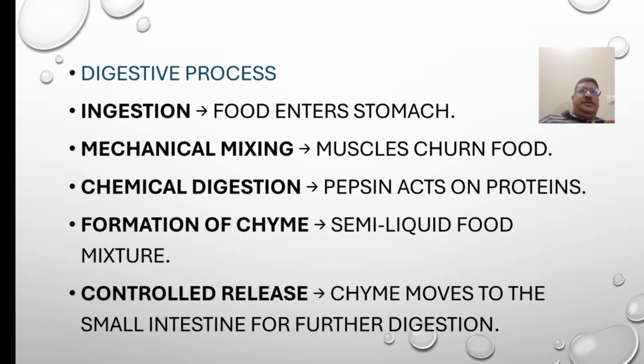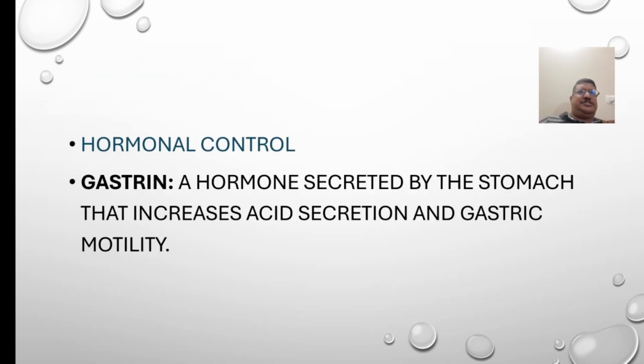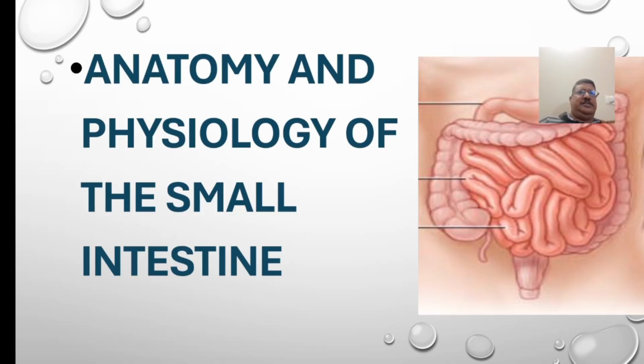Digestive process: ingestion, food enters the stomach; mechanical mixing, muscles churn food; chemical digestion, pepsin acts on protein; formation of chyme, a semi-liquid food mixture; controlled release, chyme moves to the small intestine for further digestion. Hormonal control: gastrin, a hormone secreted by the stomach, increases acid secretion and gastric motility.